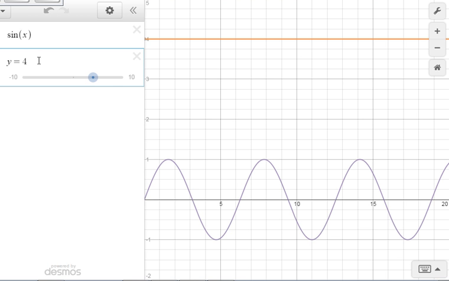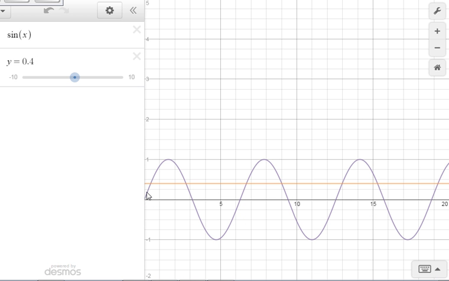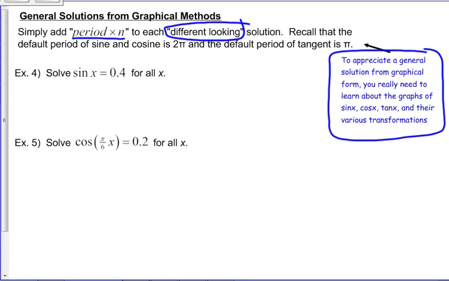It doesn't really give me a domain, but I can see that there are a whole bunch of solutions. There's a solution right here at 0.412 and at 2.73. Now, if I go over here, that is actually just a repeat of this solution back here. So the only two different looking ones are at 0.412 and 2.73. But they recur with every period.